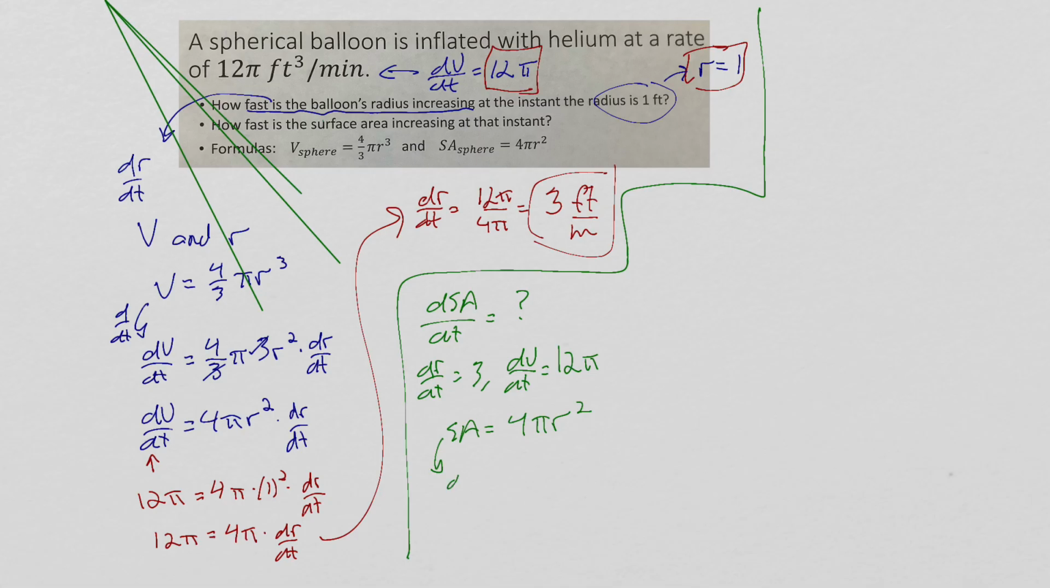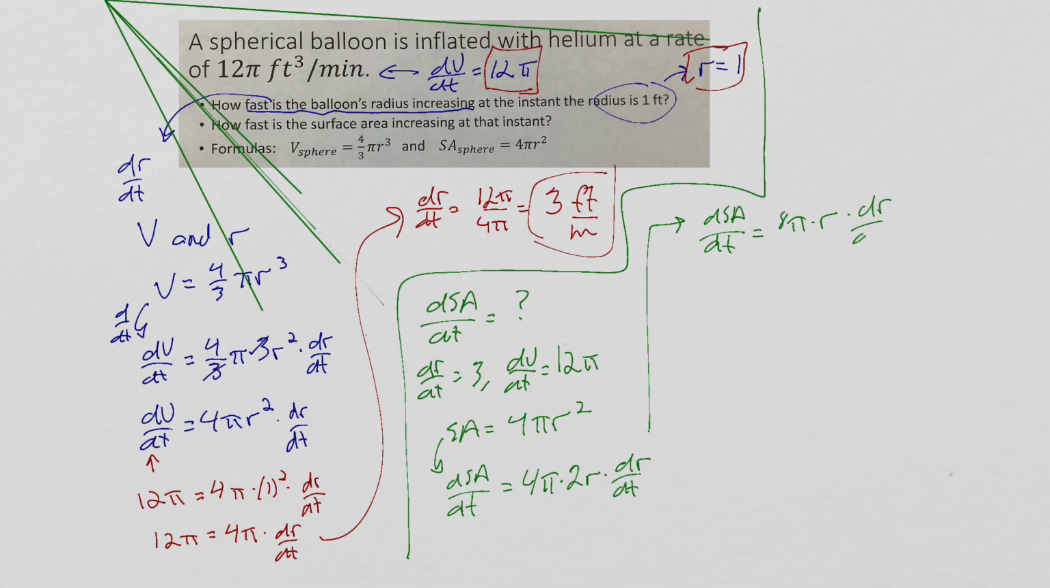The left side is the simple side. dSA dt equals, using the power rule, 4 pi times 2r, and then my implicit step, which is dr over dt. Then I simplify. So I get dSA dt equals 8 pi times r times dr over dt.